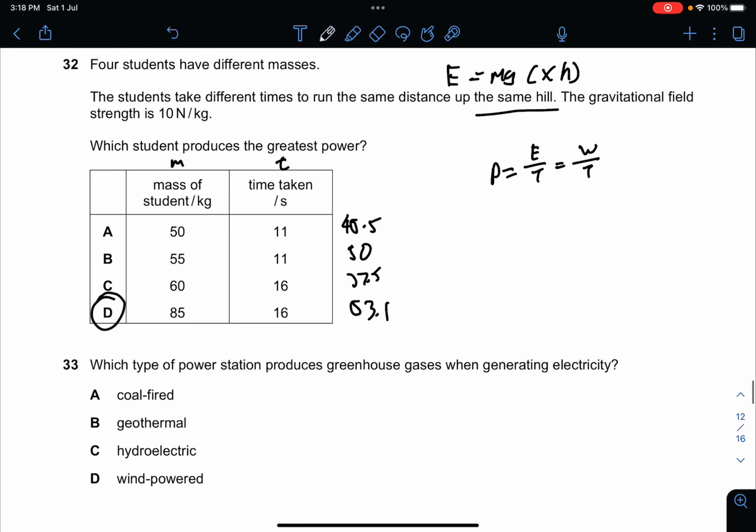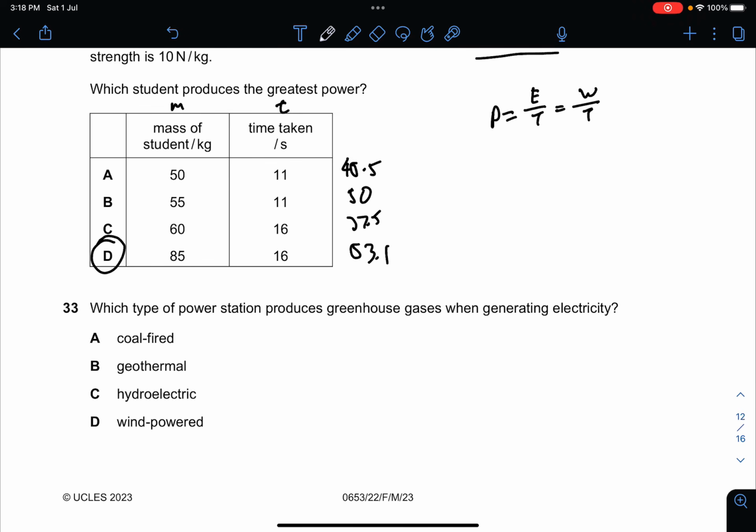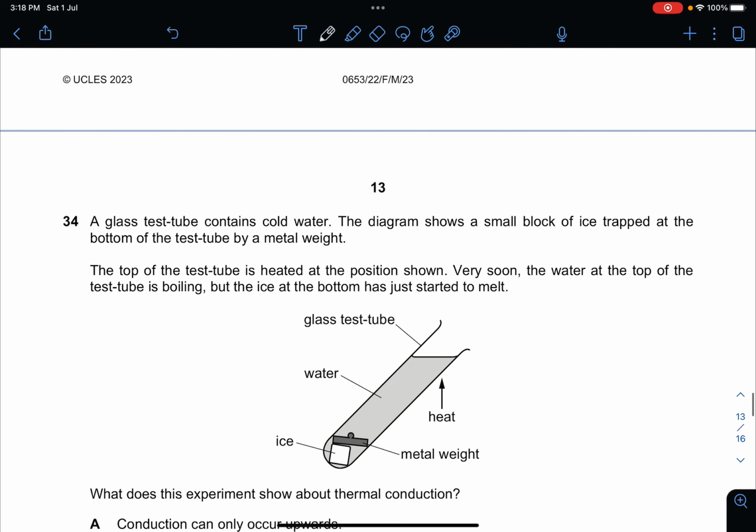Okay, which type of power station produces greenhouse gases when generating electricity? Power stations that produce greenhouse gases have to be non-renewable energy. So the answer is coal-fired. Geothermal, hydroelectric, and wind power are all renewable energy. They don't produce carbon emissions.